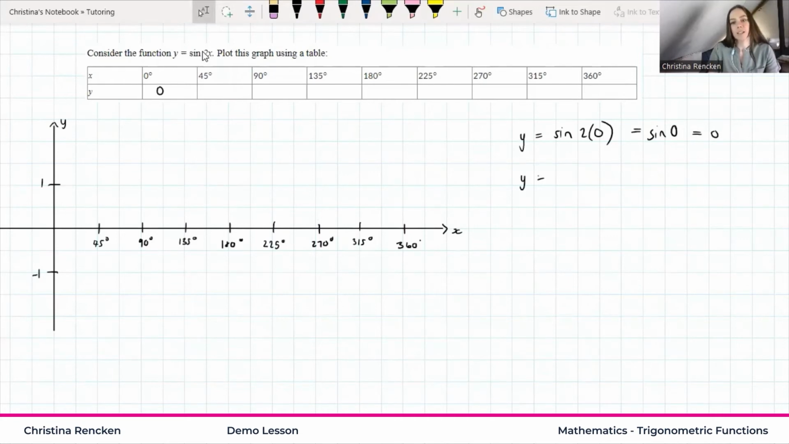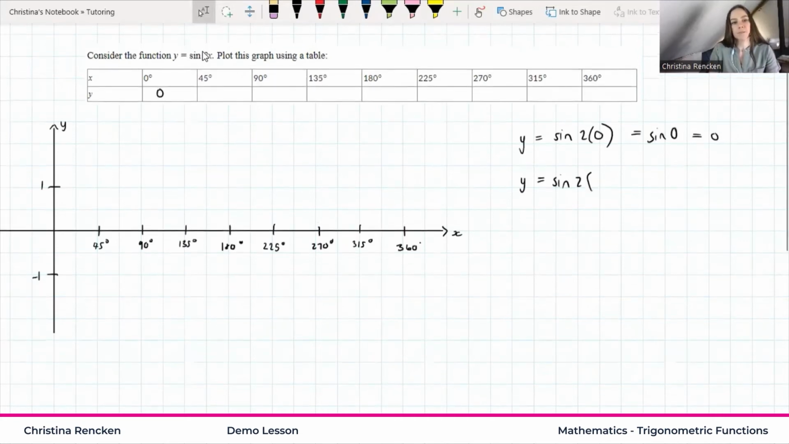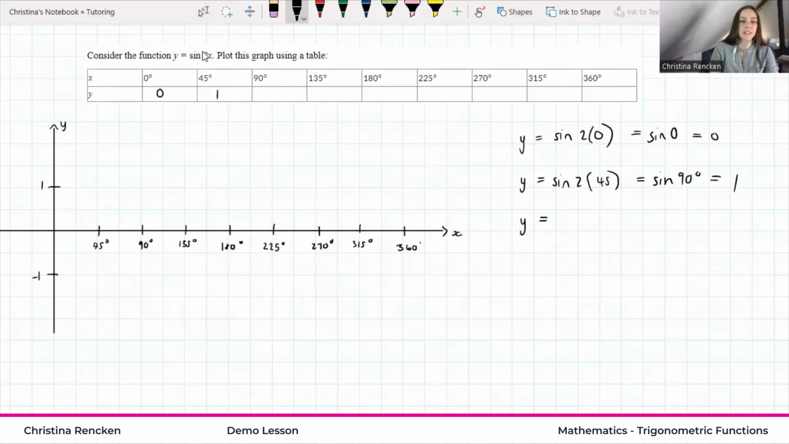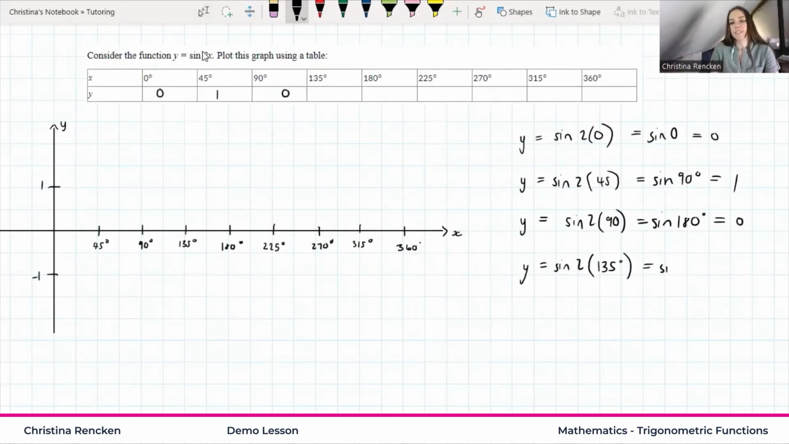If we then have y equals sine 2 times 45, we will have sine of 90, and sine of 90 is equal to 1. And we can continue this process. So let's pop that in there. Sine of 2 times 90, that gives us sine of 180. That is equal to 0. y equals sine 2 times 135 degrees. That gives us sine of 270, which is equal to -1.